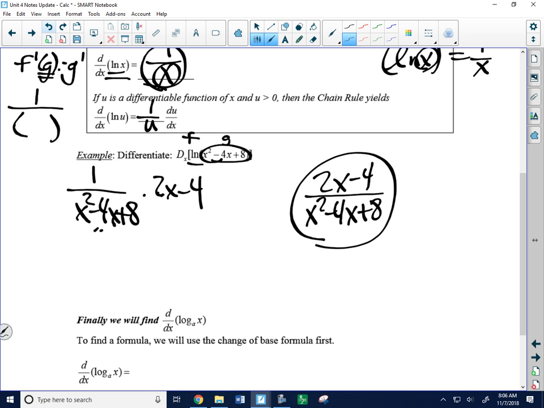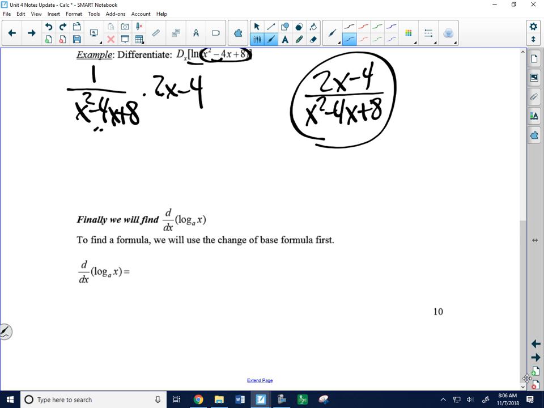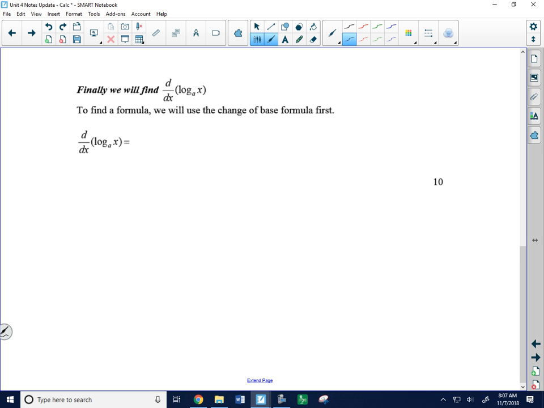Let's go down to the bottom and I'll show you the last one. The last one is any log. So really, guys, natural log is really a base of e. It's really like log base e of x, but we write it as natural log. We don't write that.